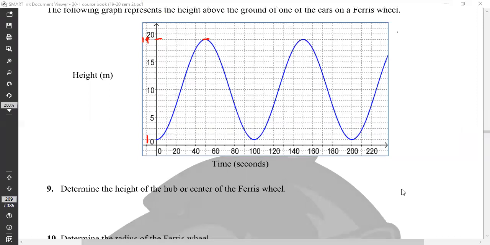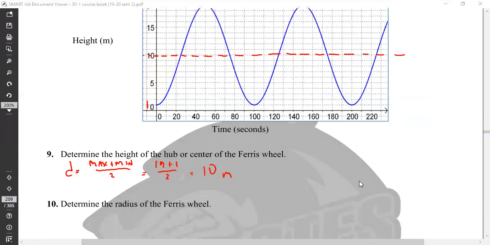So the center of the Ferris wheel is going to be right in the middle of 19 and 1. How do we find that middle? It's going to be max plus min divided by 2. We're just going to find your average height. And if your average height is 19 plus 1 divided by 2, that is 10. It ends up being our median line. So 10 meters is the height of this Ferris wheel.